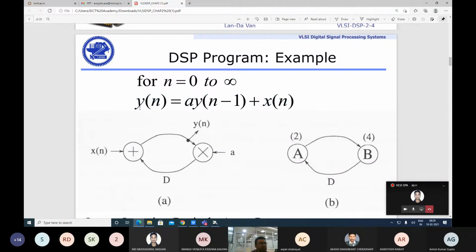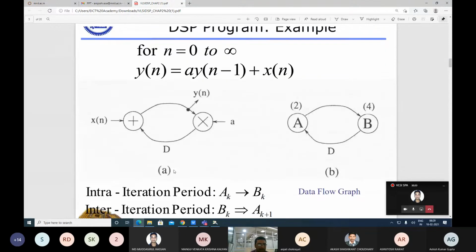Now, if I want to draw a graph which represents this mathematical model, observe that in this equation there are two operations I require: an adder, of course, and a times y(n-1), which is the multiplier. So adder and multiplier I require, and the two functions are nothing but two particular nodes.